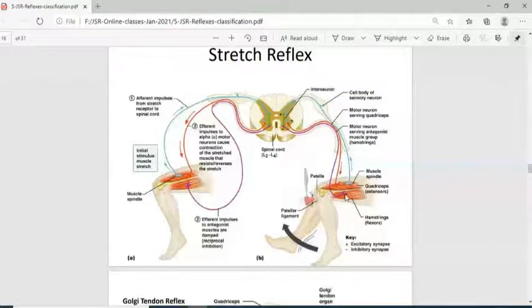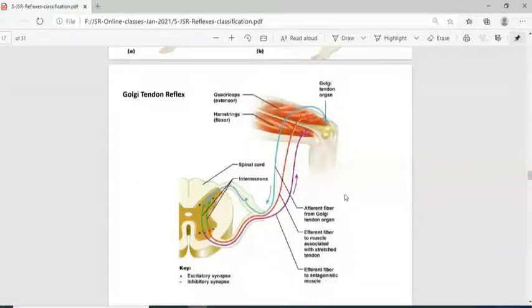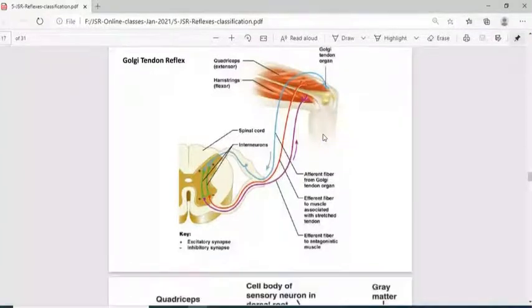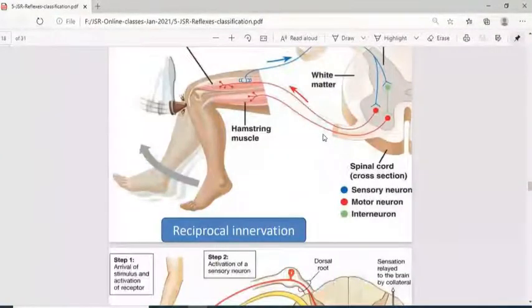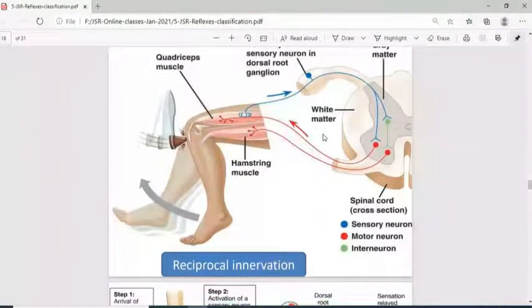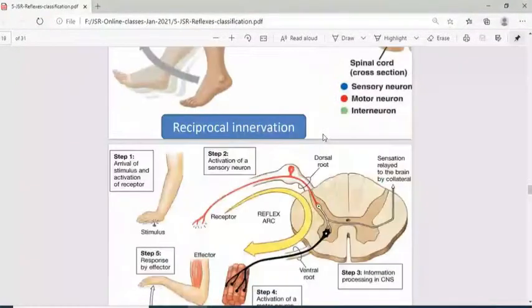Then, Golgi tendon reflex. When there is too much load on the muscle, and there is a chance of the muscle to rupture, at that time the Golgi tendon gets activated and muscle relaxation automatically happens. That is called Golgi tendon reflex. Okay. This is reciprocal inhibition, the same picture.